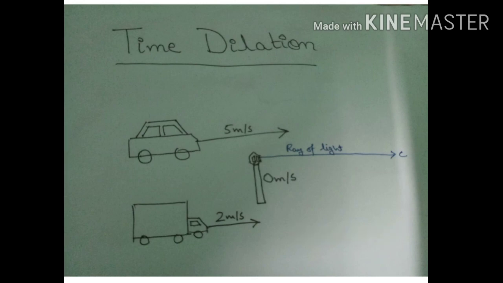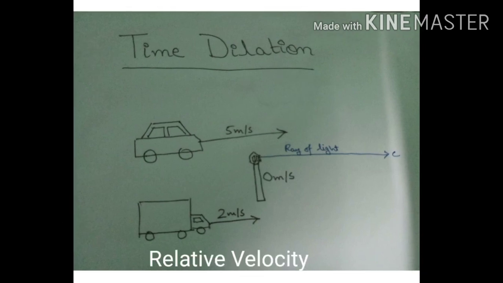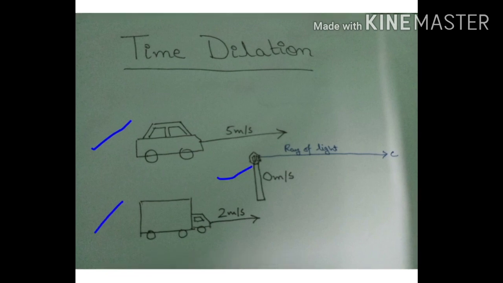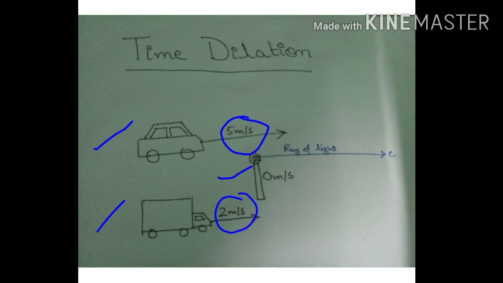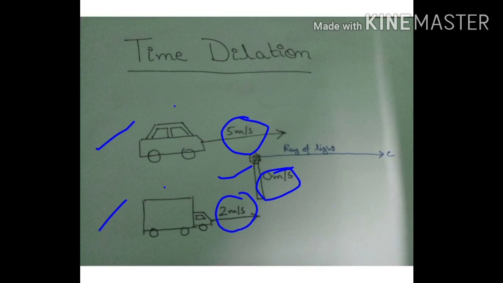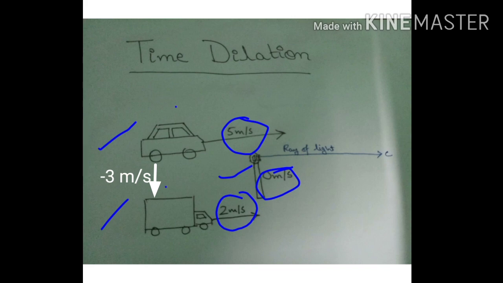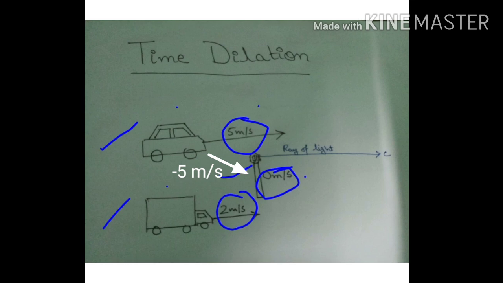Relativity means being relative. So let us take an example of velocity relativity. For example, I have taken here two cars, this car and this car, and a stationary lamppost. This car is moving at a speed of 5 meters per second. This truck is moving at a speed of 2 meters per second, and this lamppost is a silly stationary object. For this car, the truck would seem to be moving at minus 3 meters per second. Remember the negative sign here. This represents the direction. This car will see this lamppost to be moving at minus 5 meters per second.